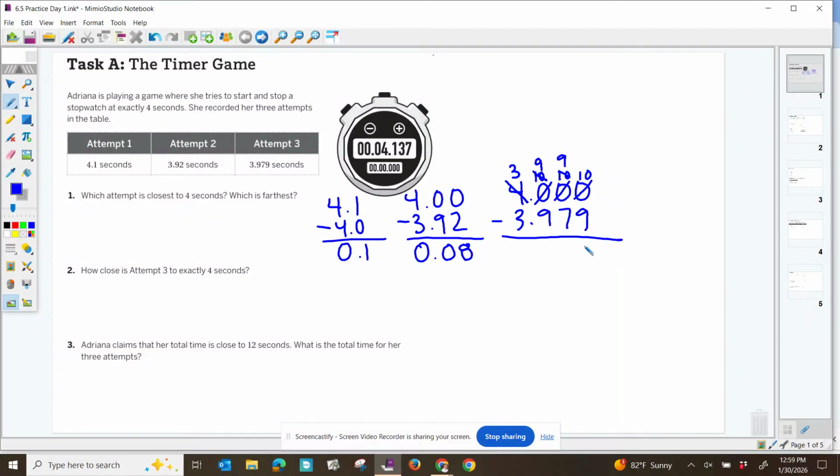When I do that, I get a 1. 9 minus 7 is 2. 9 minus 9 is 0. And then 3 minus 3 is 0. 21 thousandths of a second, 8 hundredths, 1/10.